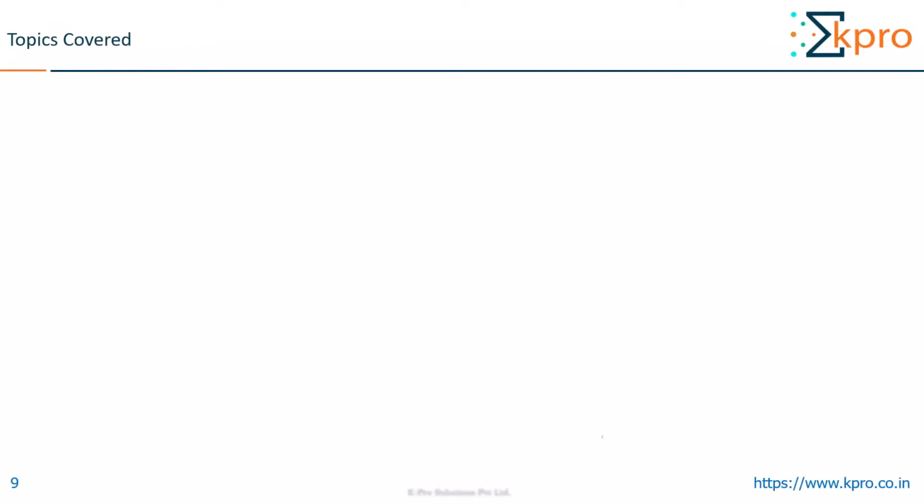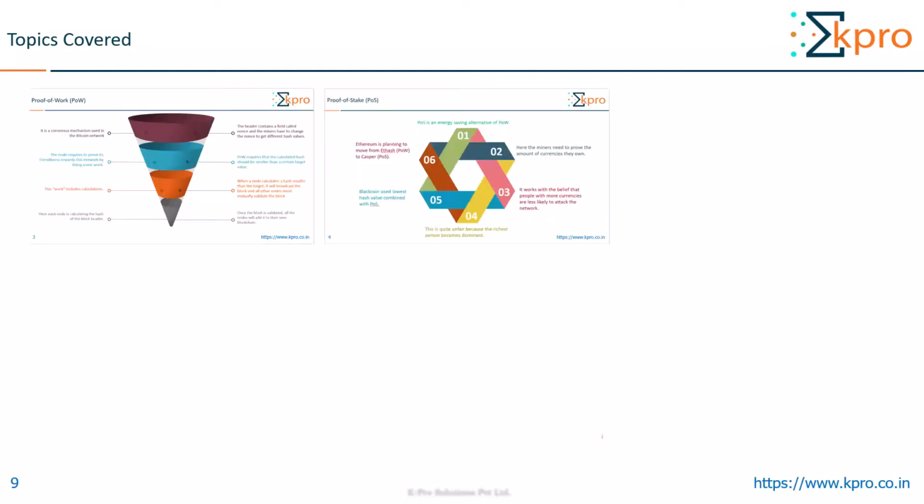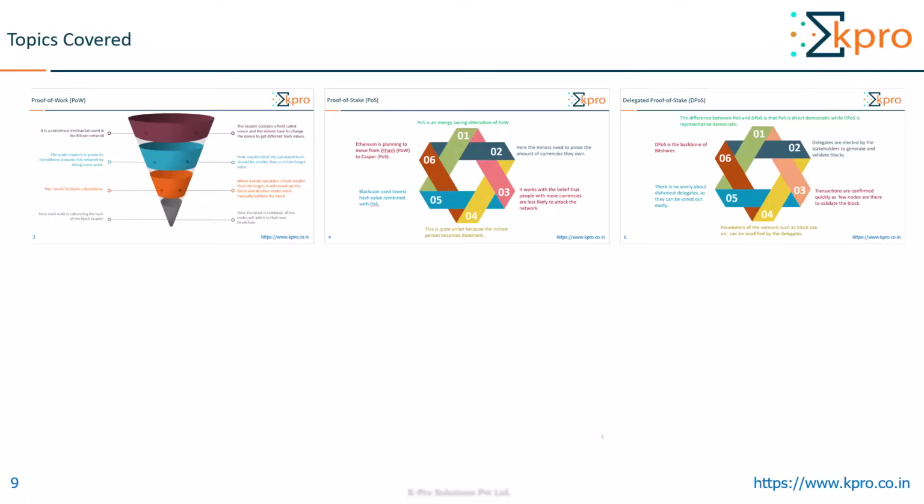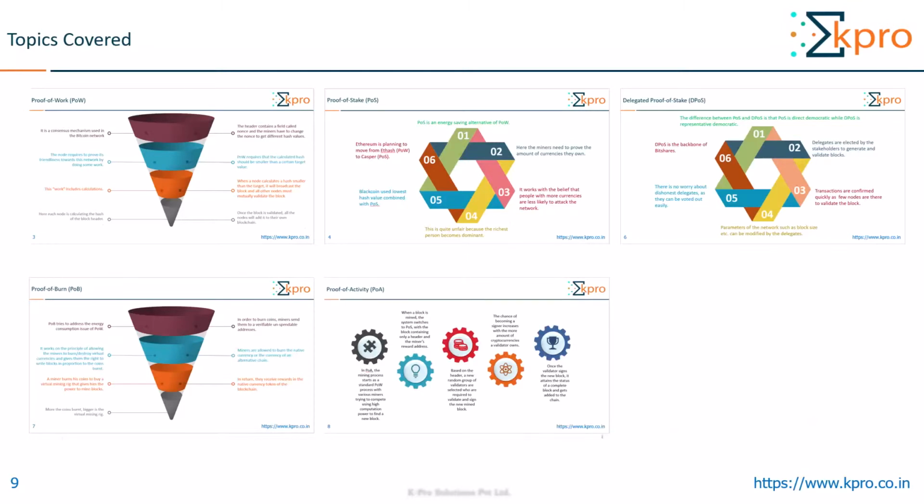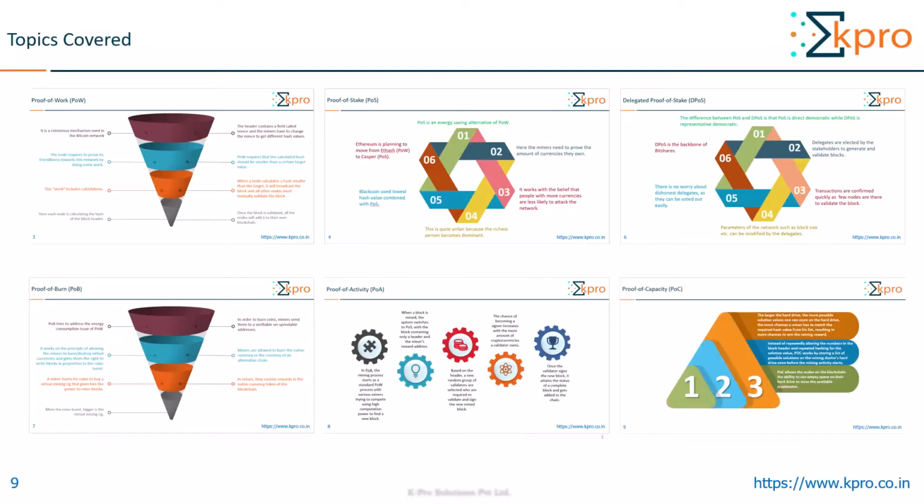Now let us have a quick recap of the topics that we have covered in this video. In the beginning we saw what proof of work is, then we moved to proof of stake, then we saw what delegated proof of stake is, then proof of burn, then we talked about proof of activity, and lastly we talked about proof of capacity.